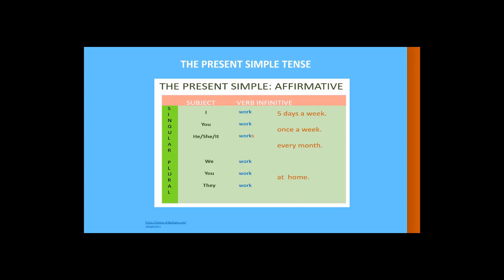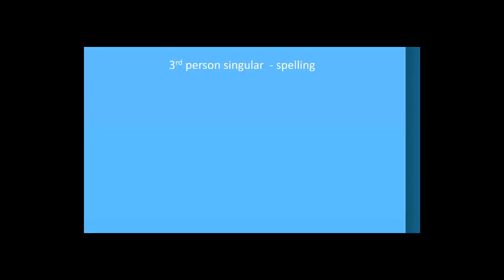At the bottom we've got some plural. So we is plural, you meaning a group, plural, and they, plural. Again, the verb doesn't change with plural subjects. Okay, let's move on.